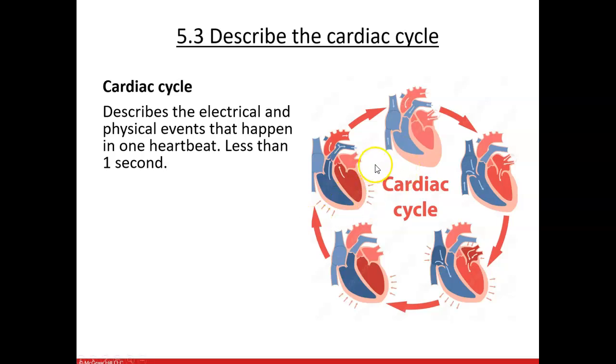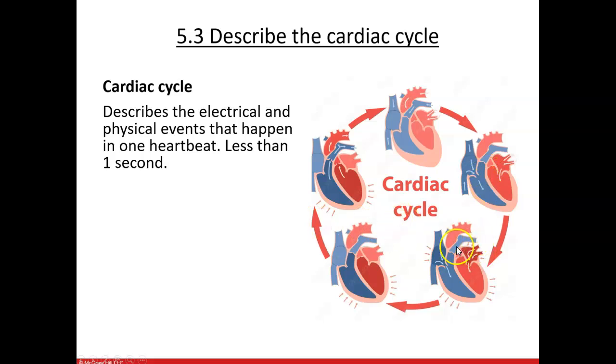If you don't beat that way, if the right side contracts and then the left side, or the bottom contracts before the top, something like that, the blood's not going to go in one direction through the heart. So it's very important this rhythm of the heart, this cardiac cycle, is working properly.